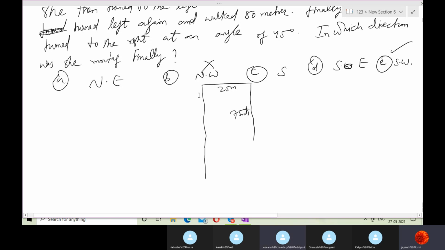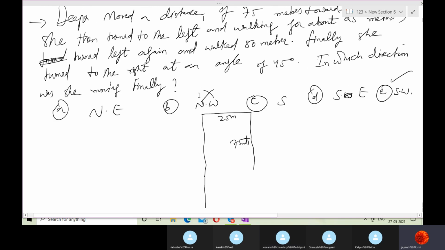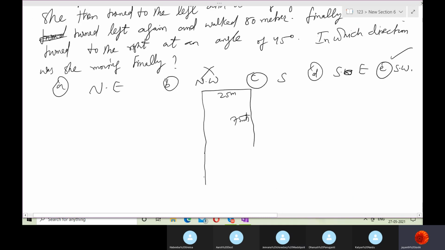Finally, she turned to the right at an angle of 45 degrees. She will make a right turn and make a 45 degree angle. If I take an imaginary line here, this is the 45 degrees she will make, half of 90. So in which direction was she moving finally? If this is the point she started, the center point, this is north, this is east, this is west, correct? Southwest.